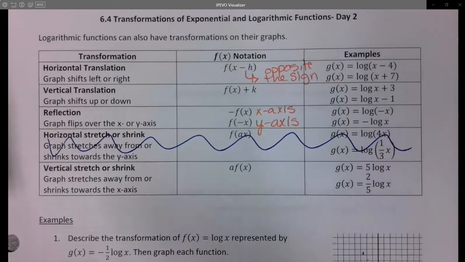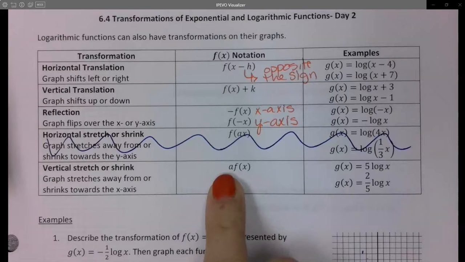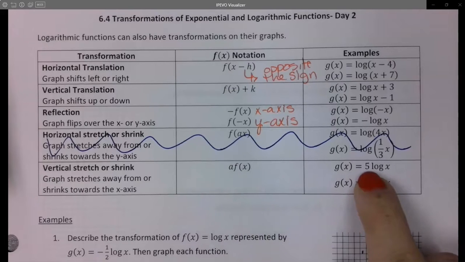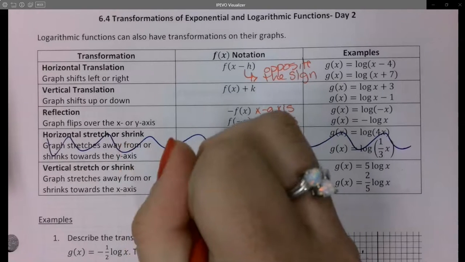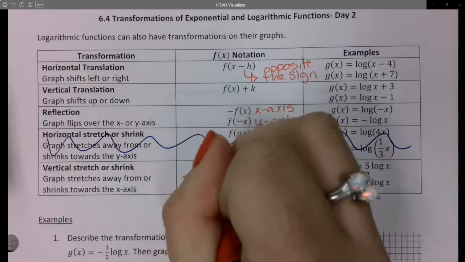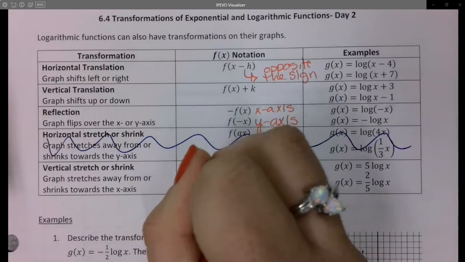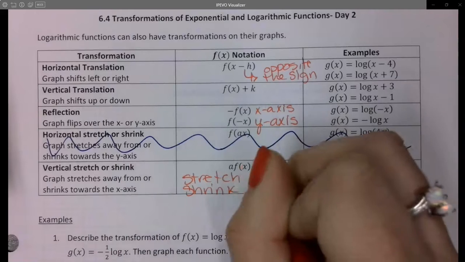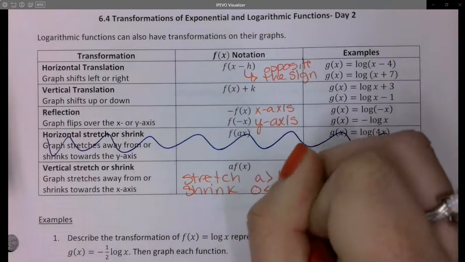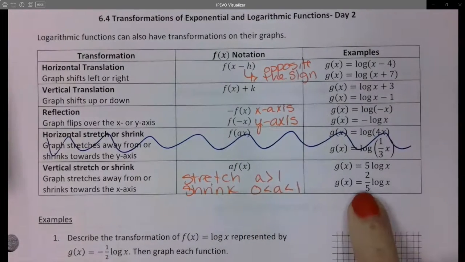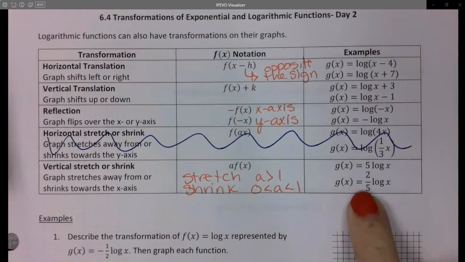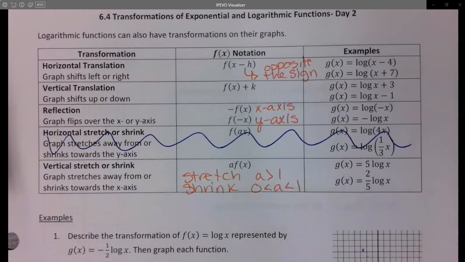And then vertical stretches and shrinks are numbers out in front of the function. So over here, I have a 5, which would be anything greater than 1 is a stretch. And then shrinks are numbers between 0 and 1. So 2/5 is between 0 and 1, so that would be a shrink on that graph.